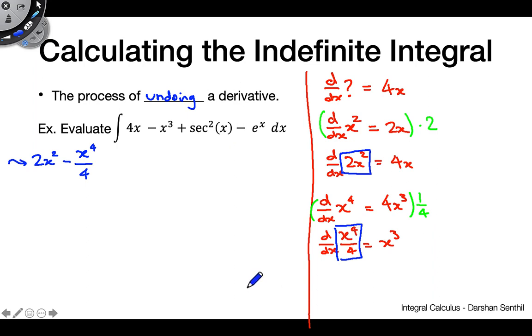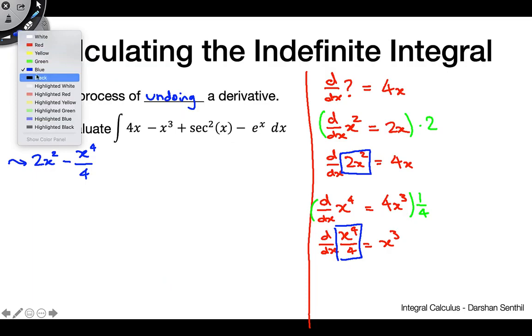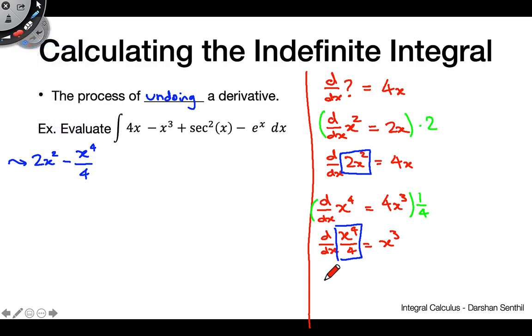Okay, great. The next one is secant squared of x. This one's a little trickier because we can't quite use the same power rule thinking. But if we think back to our trig identities, we remember that the derivative of tangent of x is secant squared of x.